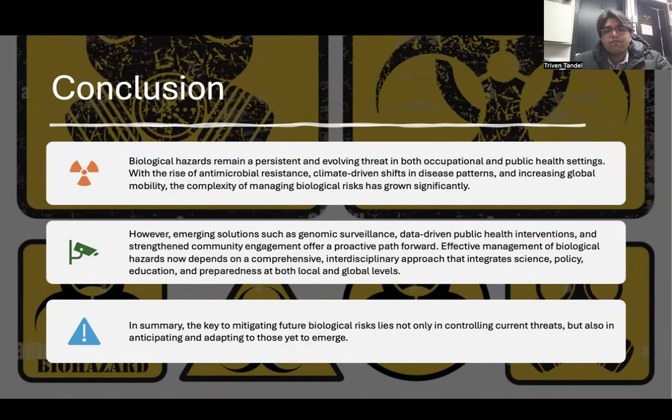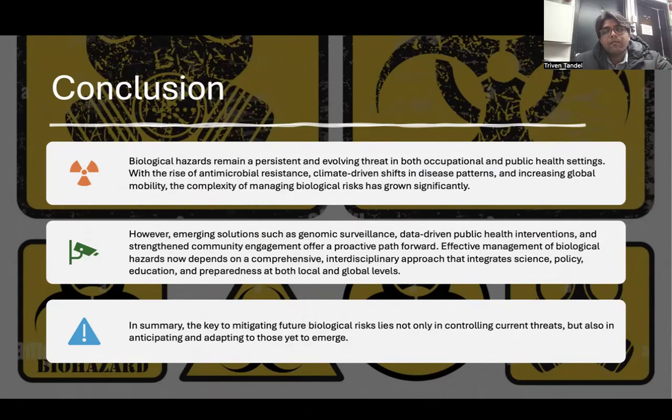However, emerging solutions such as genomic surveillance, data-driven public health interventions, and strengthened community engagement offer a proactive path for large-scale prevention, so we can take certain measures against pandemic-creating diseases or certain diseases which can cause outbreaks in certain countries and create a loss of millions and trillions of dollars, or in certain currencies, so that can have a negative effect on both local and global levels.